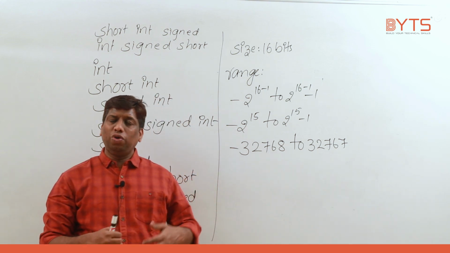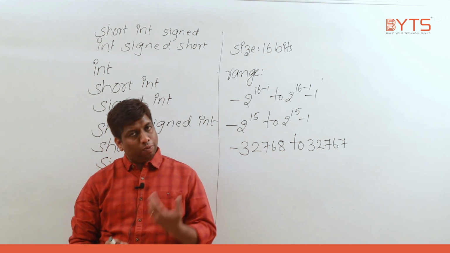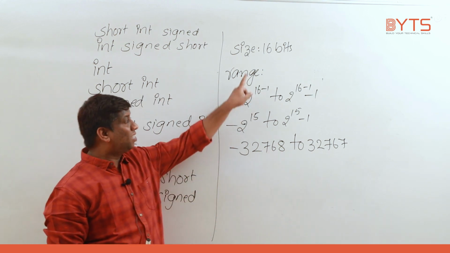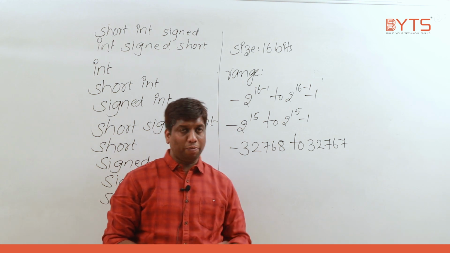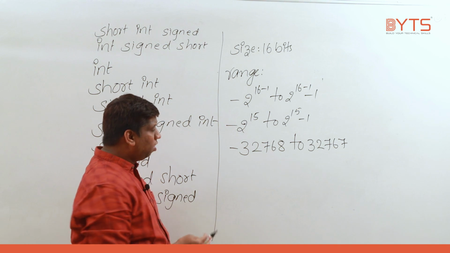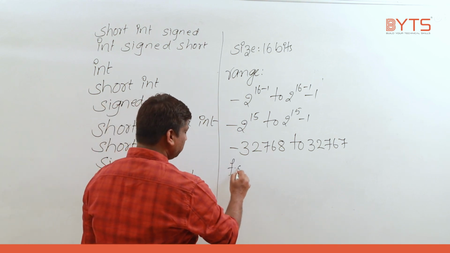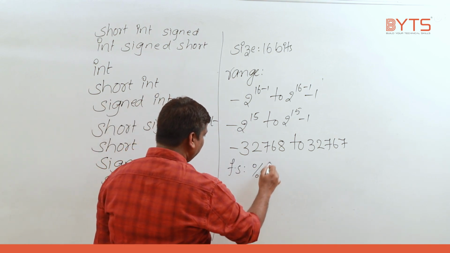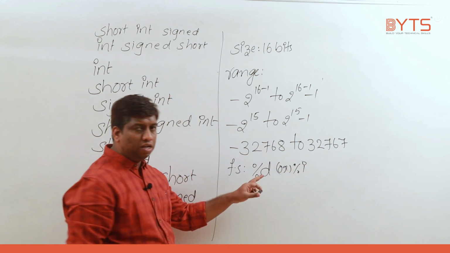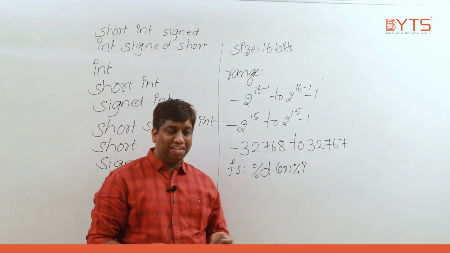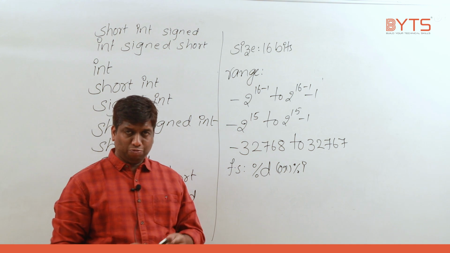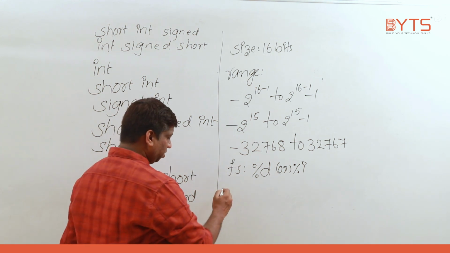Now we have a doubt. Do we need to remember the range? If you remember the range, it's a good thing. Even though you don't remember, at least you should remember the size. Size is compulsory, you need to remember, because if you know the size, the range you are also able to know. Well, the format specifier is %d or %i. Already we discussed. D means decimal, I means integer. For octal we can use o. For hexadecimal you can use either capital X or small x.